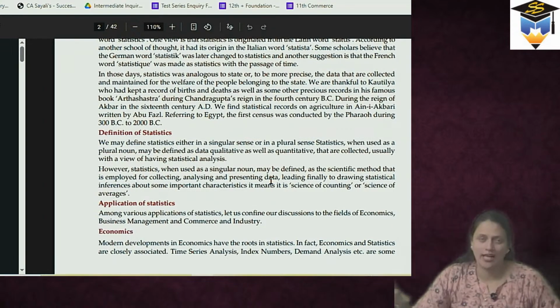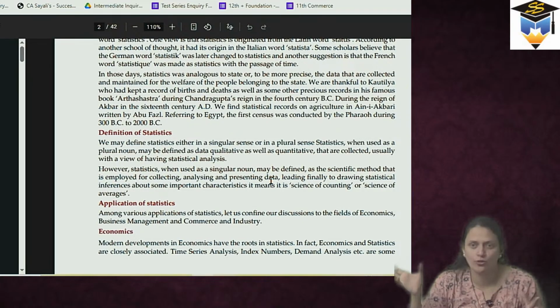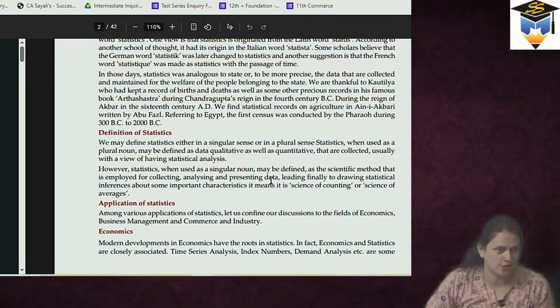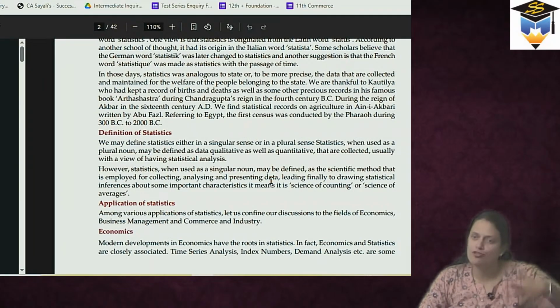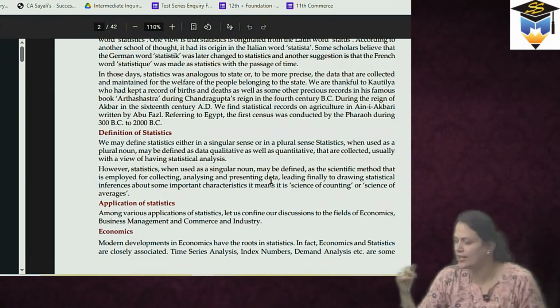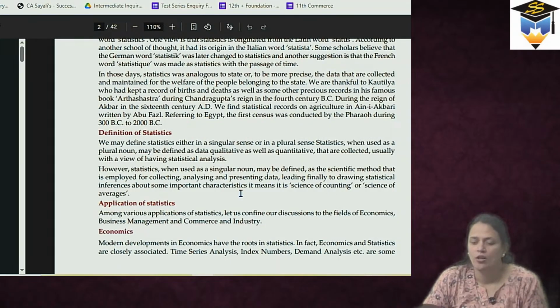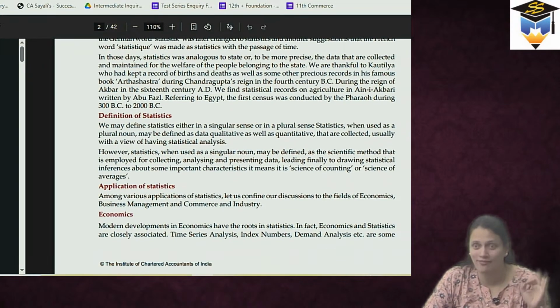Large amount of data, and after storing it, what do we need to do? After storing this data, we have to perform various operations on that data, in order to get how many people are jobless, why, which streams they have gone to, and all such things. That is very important. Statistics has applications in the fields of economics, business management, commerce, and industry. Commerce is one of the main ones.